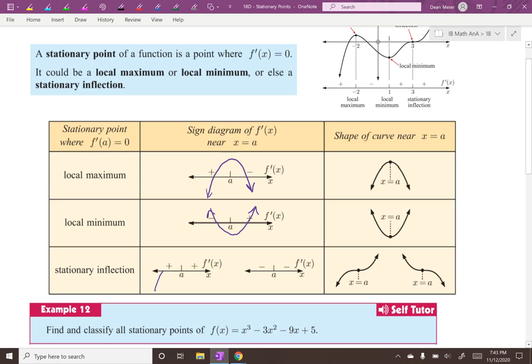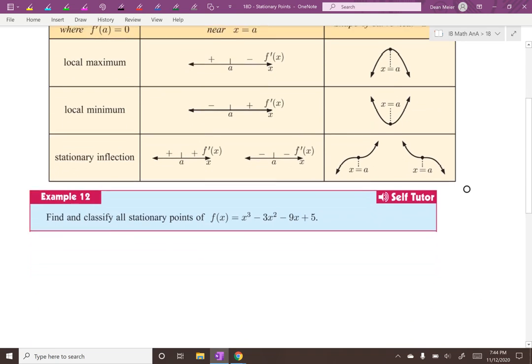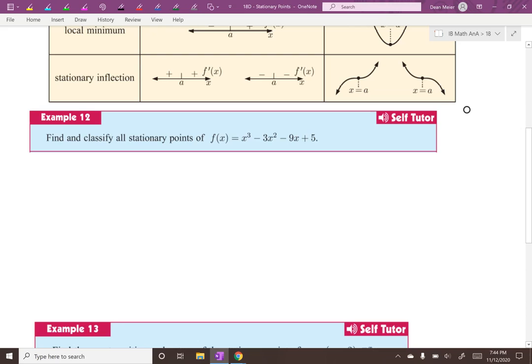Or maybe the graph was increasing, then it hit a stationary point, and then it increased some more. That's a point of inflection. And same thing with the point of inflection going down or decreasing. All right, let's take our knowledge and go find and classify all stationary points.